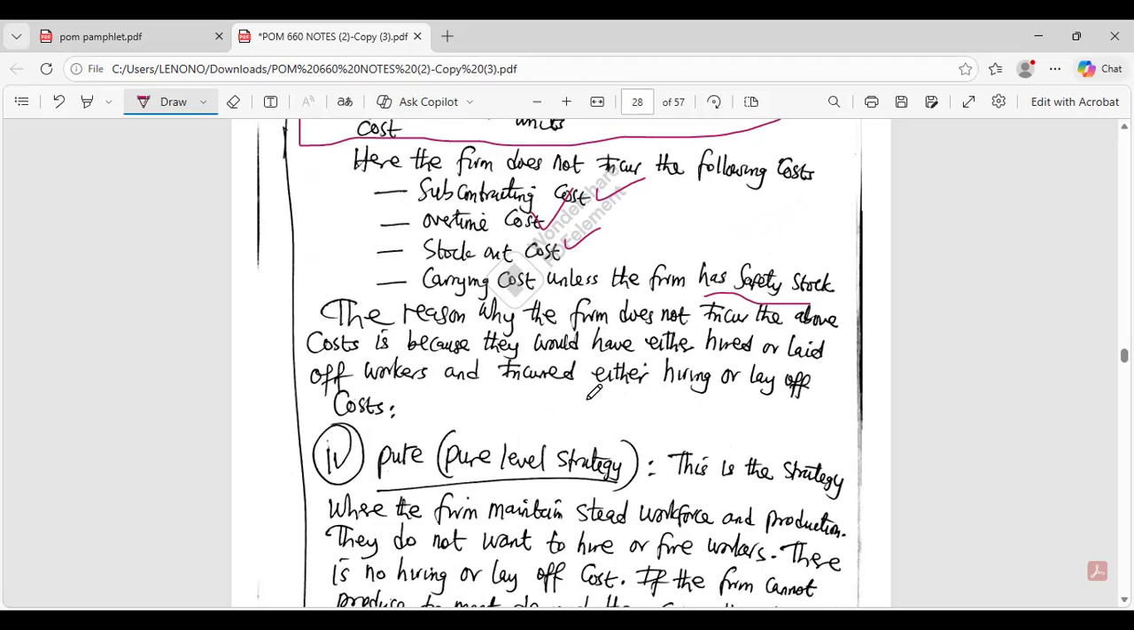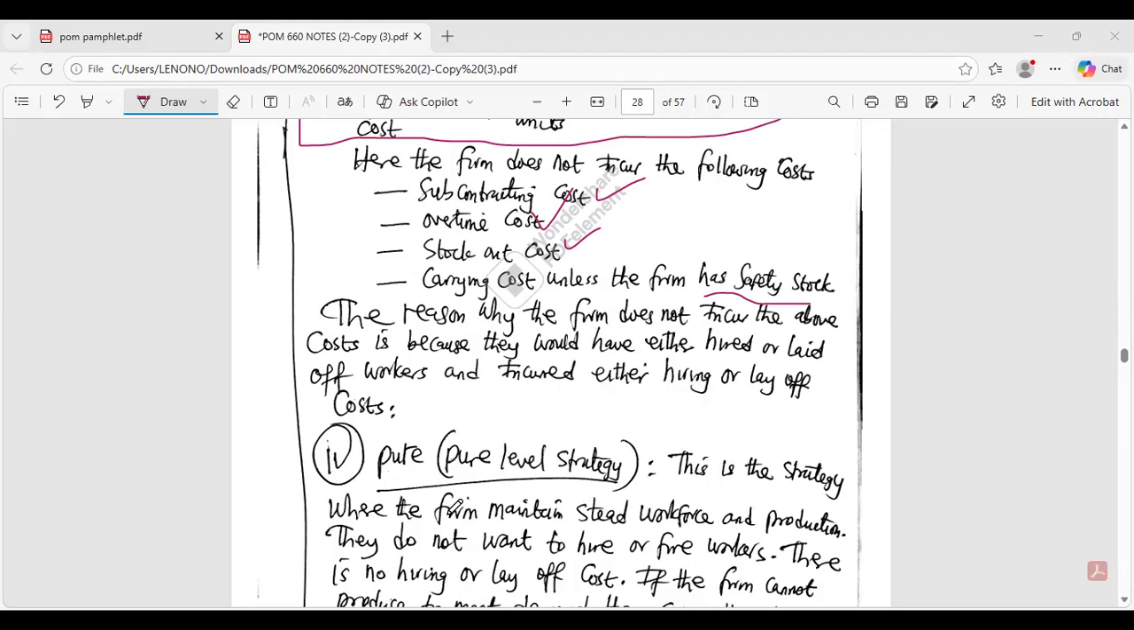So this is only the chase strategy. With the chase strategy, we are simply talking about the strategy where you are varying the workforce by hiring and laying off workers.